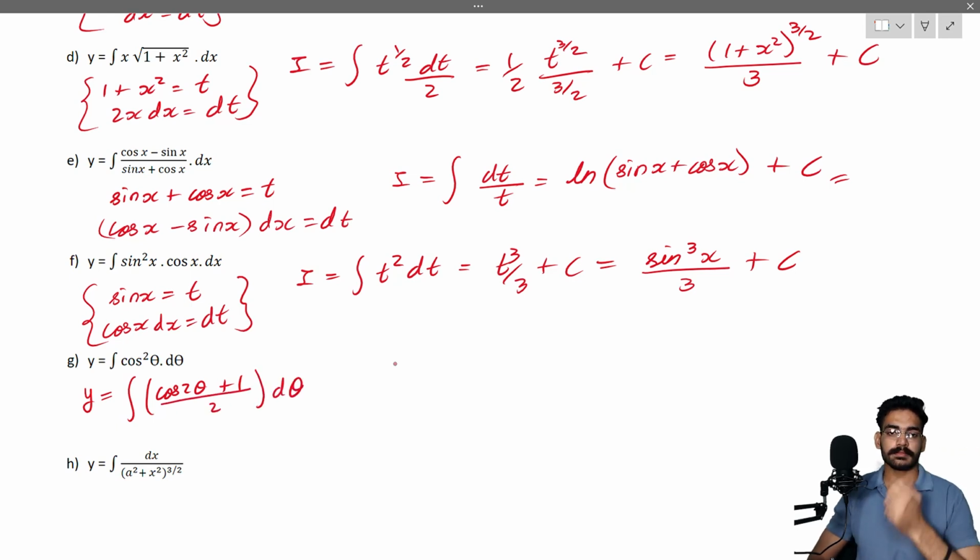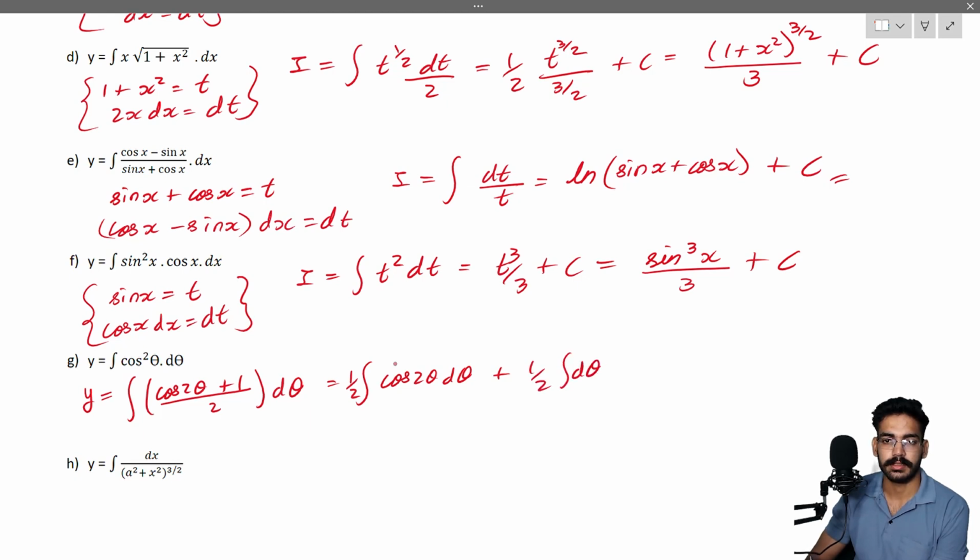Okay, now this is very much easier. Now you divide this. Okay, how will you do it? 1 by 2 outside, integration of cos 2 theta d theta, plus 1 by 2 integration of d theta. Okay, I hope this is understood. I just divided both. Okay, now cos 2 theta d theta. So here 2 theta you can substitute t and you can integrate. Okay, I am doing this part a little bit faster.